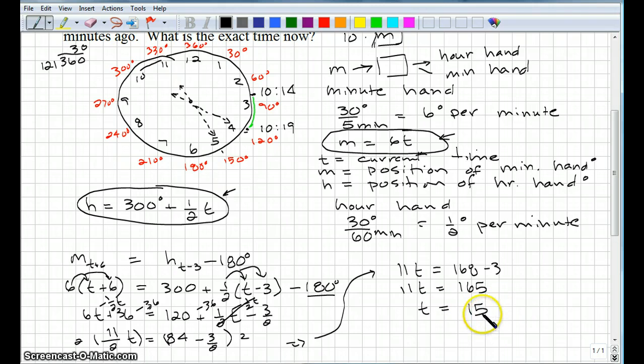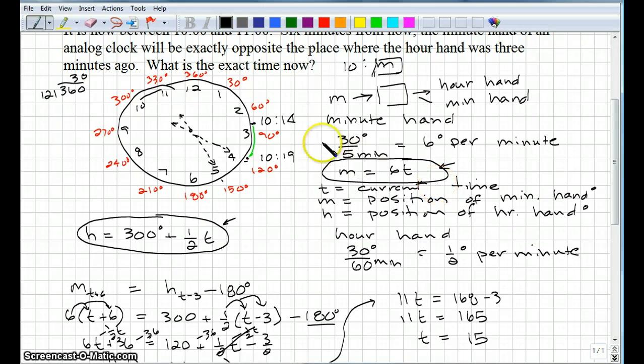All right, now, what did the question ask for? Let's go reread that. What time is it now? And we said that t was the current time. Actually, it's the current minute. I probably should have written this as the current minute. Because this whole problem, we've just been assuming that the hour is 10, and we've just been trying to figure out what the minute is. So now we know that the time is 10:15. Okay, which makes sense with what we figured out before.